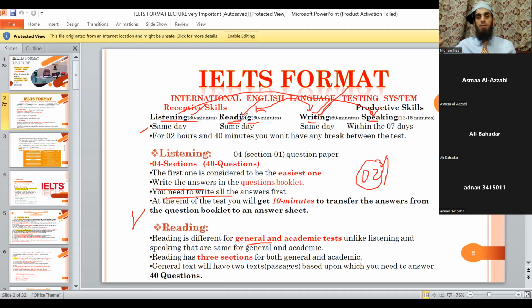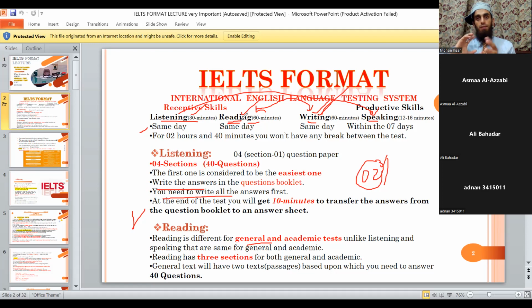For IELTS Academic, the university-related passages can cover the medical field, scientific research, reports, etc. While for General Training students, the passage would be regarding general discussion, society, social discussion, right? Now, the difference would be only in the reading passage. The questions are going to be of similar kind.